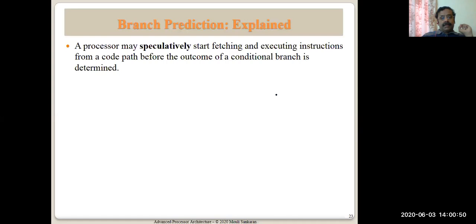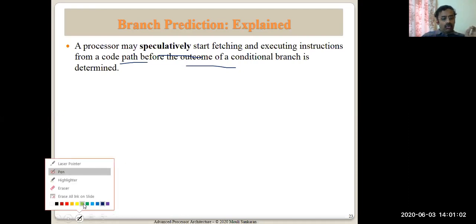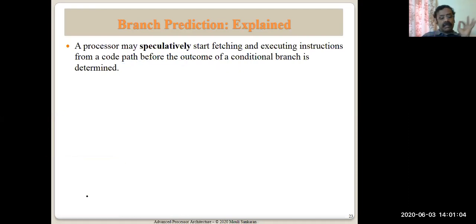So one slide. The processor may speculatively start fetching and executing instructions from a code path before the outcome of a conditional branch is determined. It doesn't know whether what it is doing is wrong or correct. It starts doing it, hoping that it will be correct. If it is correct, copying is easier. Your rough work is paid off, you just copy that result, you are done. But if it is wrong, you have wasted some time, but it's okay.